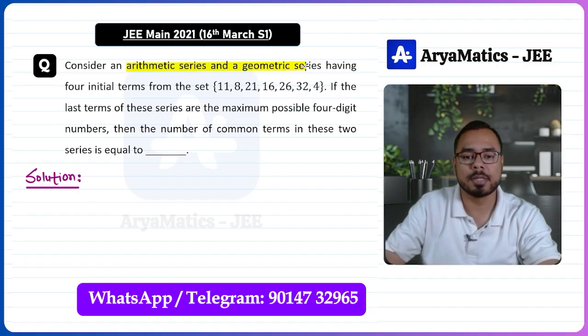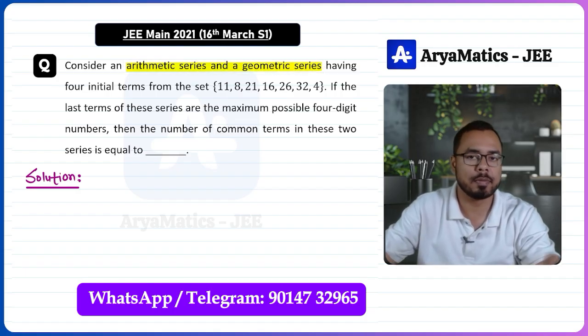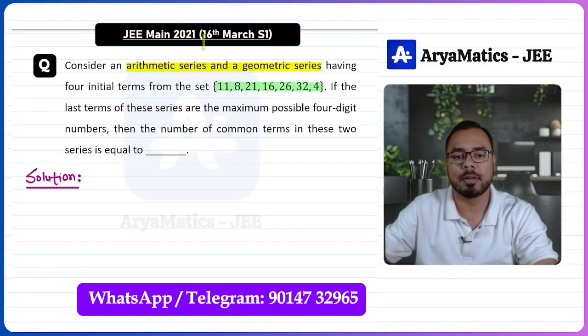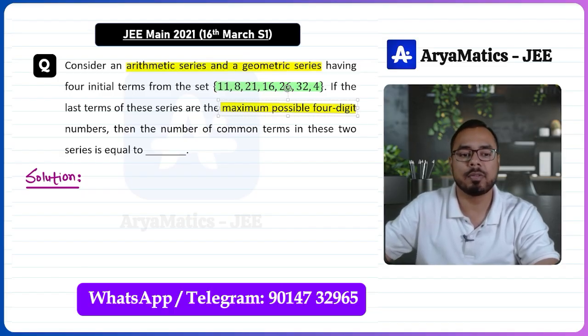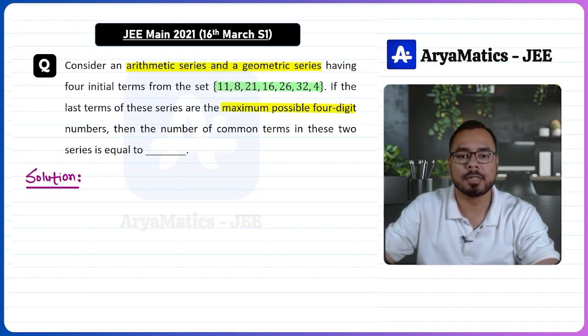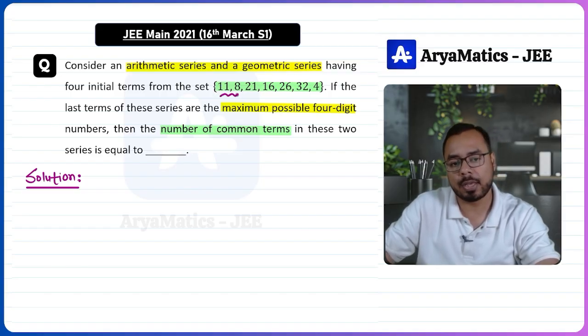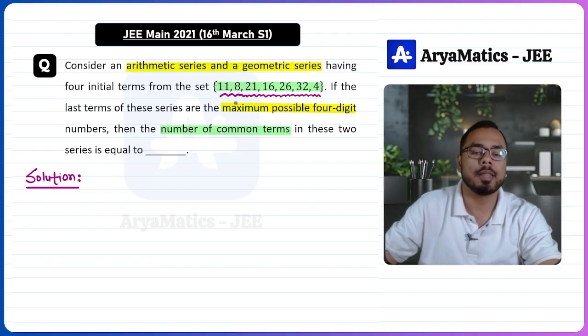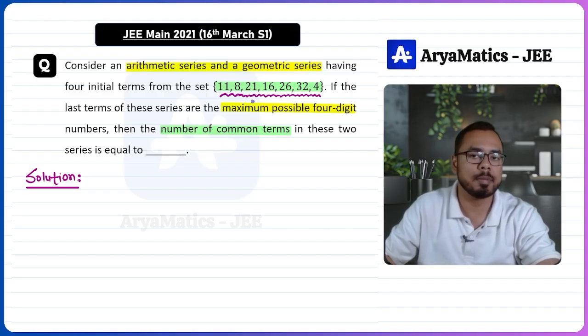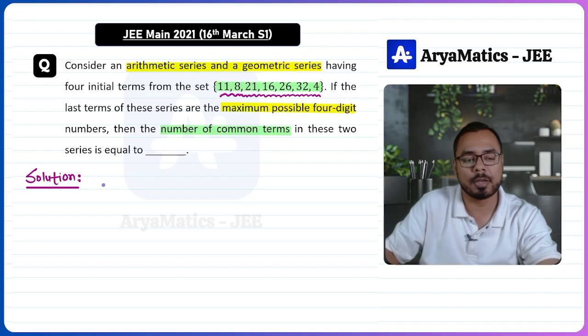Consider an arithmetic progression and a geometric progression having the first four terms taken from this set. If the last terms of these series are the maximum possible four-digit number, then we have to find the number of common terms in these two series. So here basically the problem is that we have to create an AP and a GP, and we have to take the first four terms of that AP as well as GP from this set, and then we have to identify how many common terms there are between the arithmetic progression and the geometric progression.